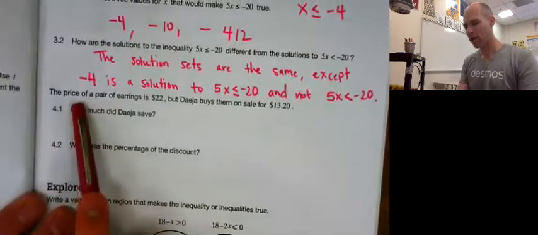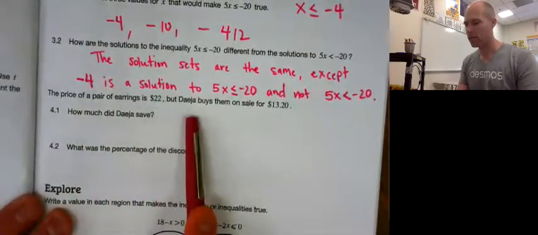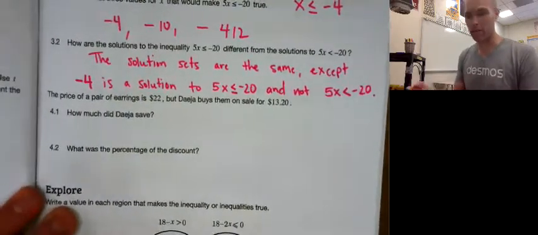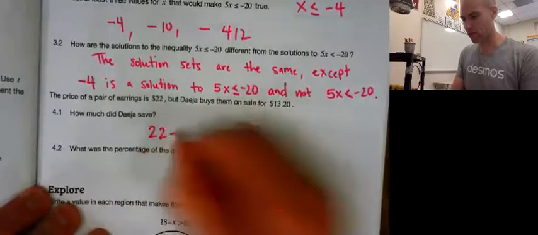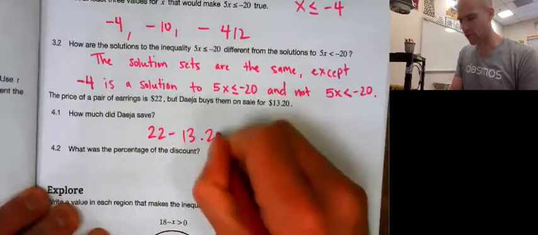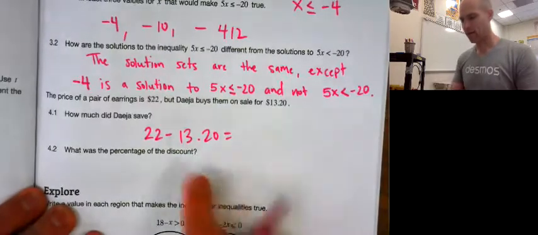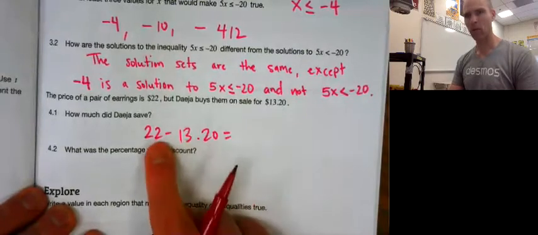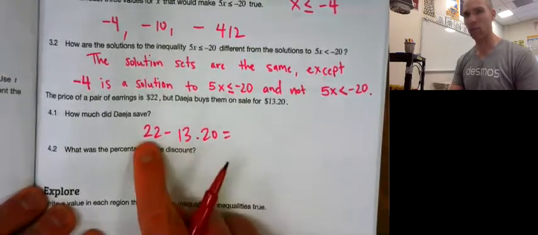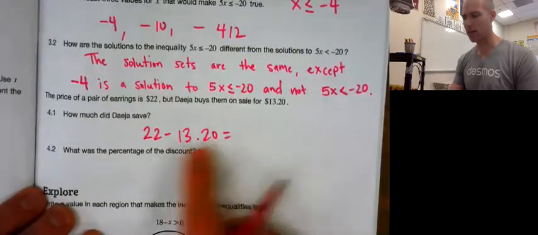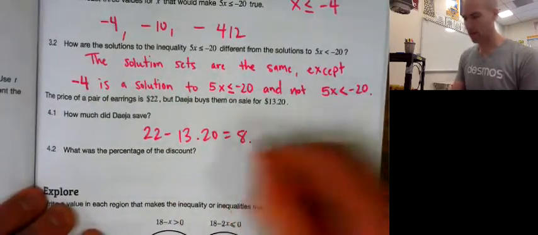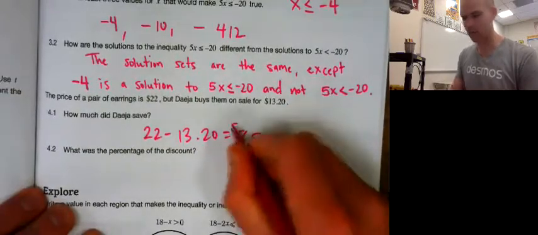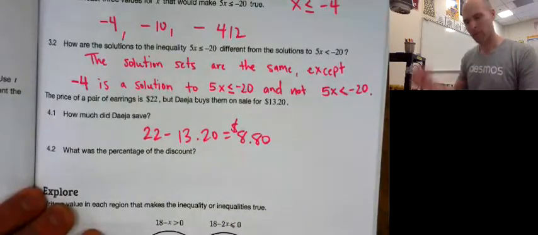All right, so the price of a pair of earrings is $22, but Deja buys them on sale for $13.20. How much did Deja save? All right, well, that's pretty easy. We just do $22 minus $13.20. Let's see here. 7 plus 13 is 20. So 8 gets me to 21. So 9 would get me to 22, but I don't want to go to 22 because I got this 20 cents here. So I think I want $8. And then if I have 20 cents and I add an extra 80 cents, that gets me to the next dollar, right? So $8.80, I think.